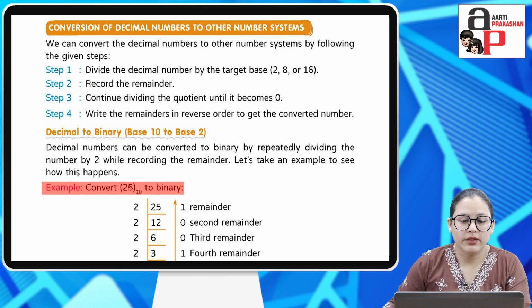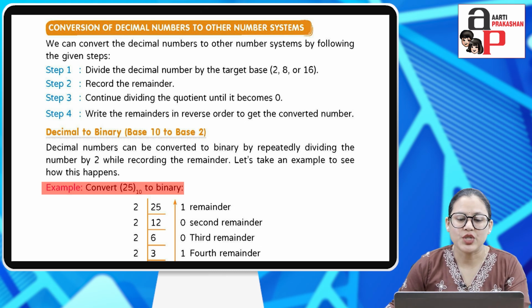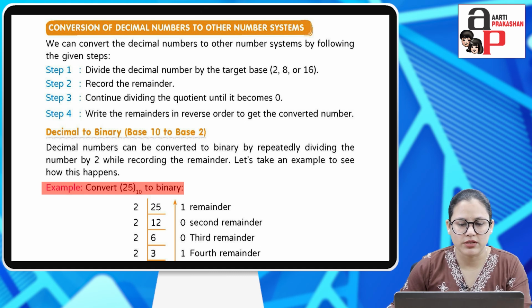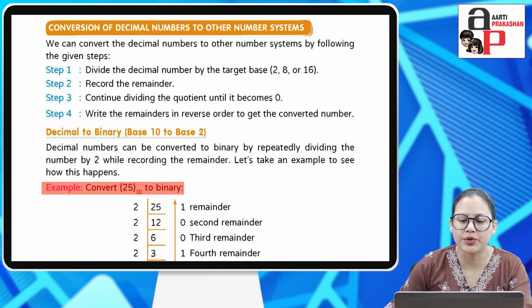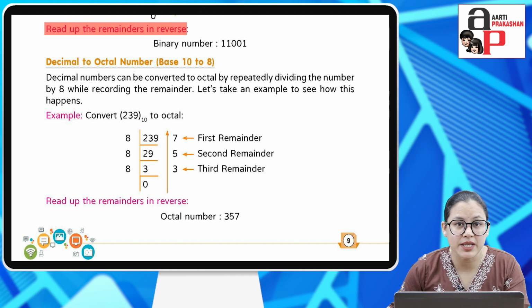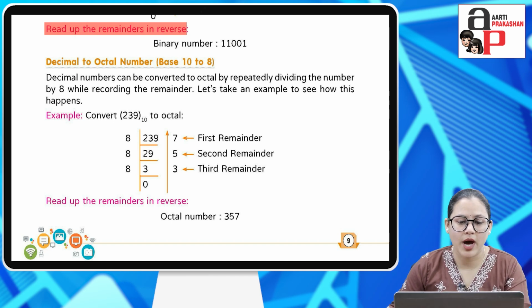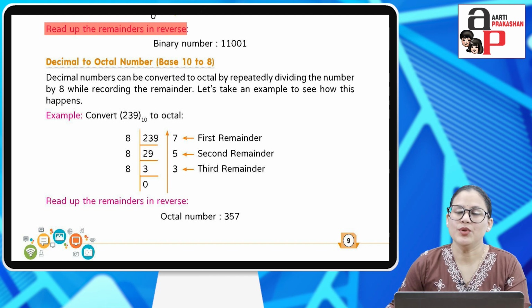Okay, so divide 25 by 2. So, 2 12s are 24, but here it is 25, so remainder is 1. Then 2 6s are 12, 0 remainder. Then 2 3s are 6, 0 remainder. Then 2 1s are 2 and 3 minus 2 is 1, that is 1 remainder. And then 1, this is your 5th remainder. Now, read the remainders in reverse. Reverse means bottom to top. So, we will write it as 1 1 0 0 1.